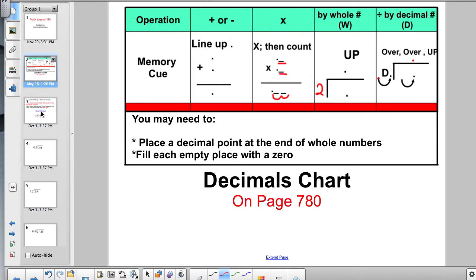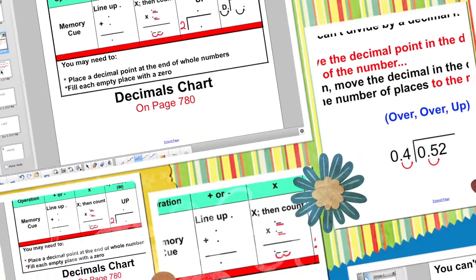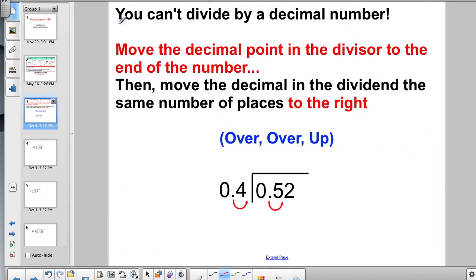Okay, and we'll talk about that more in detail here. So basically the rule is you can't divide by a decimal number. Move the decimal point in the divisor to the end of the number, then move the decimal in the dividend the same number of places to the right. What they mean by over, over, up. So here it is spelled out for you again.